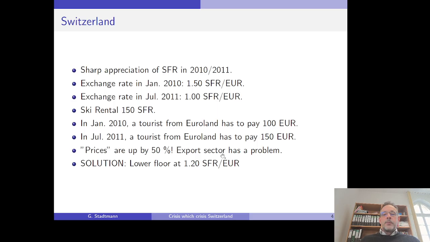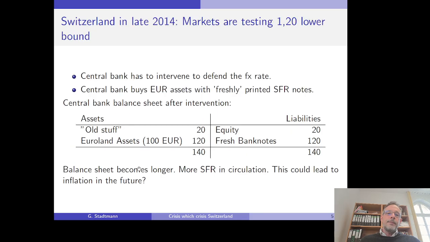So the Swiss export sector has a problem because you can also ski in France, in Austria, in Germany, or in Italy. You also have the Alps there, but the euro is used in these countries, so the other countries do not experience this very severe price increase due to the exchange rate development. So the solution was that the central bank introduced a lower floor at 1.20 Swiss franc per euro.